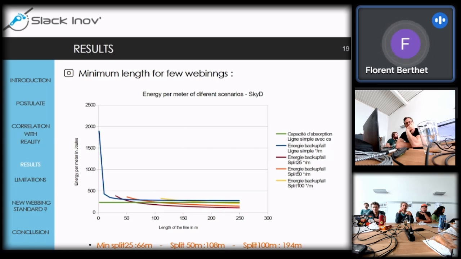And this allows us to calculate the minimum split length. If you split your Skydy at 25 meters long, you can use it for lines above 66 meters long. If you split at 50 meters long, you can go above 108 meters. And if you use a 100 meter split, you should go for high lines that are at least 194 meters long. So this is really interesting because it makes the connection between the length of the splits, the length of the line, and the security.